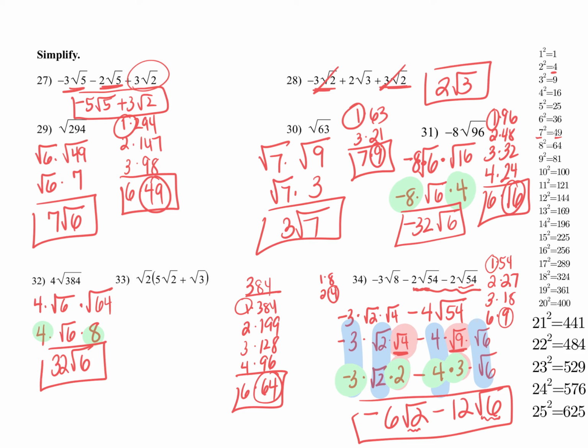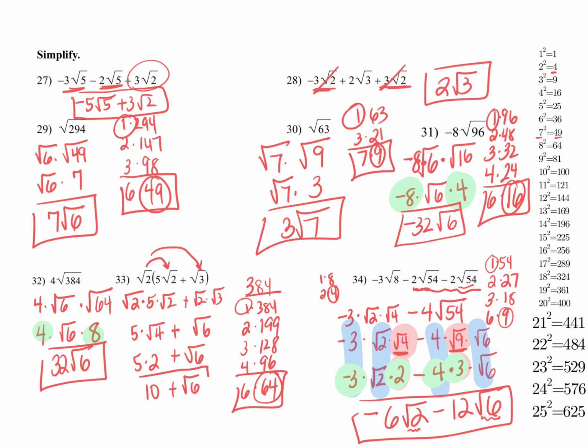And then the last one, I'm going to distribute the square root of 2. I'm going to write that out so you can see what that looks like. Okay, 5 is on the outside. Square root of 2 times the square root of 2 is the square root of 4. Plus the square root of 2 times the square root of 3 is the square root of 6. The square root of 4 simplifies to 2, so 5 times 2 plus the square root of 6, and then that's 10 plus the square root of 6. Those are not like terms, you can't add them together. That's the answer to number 33.